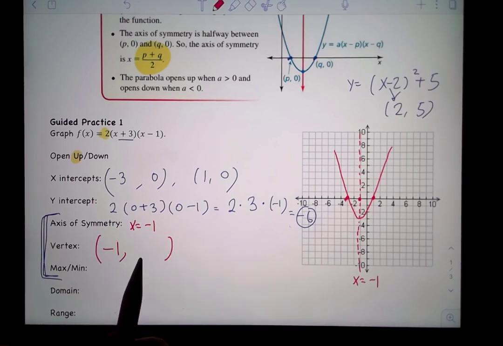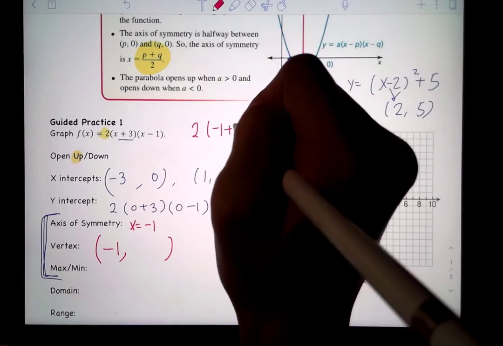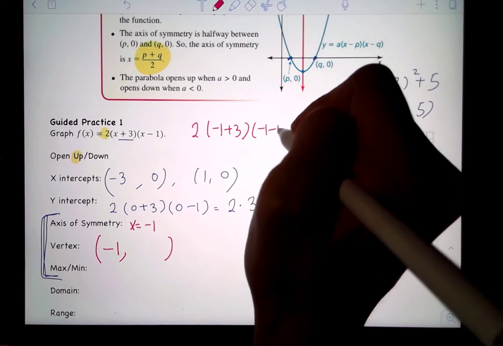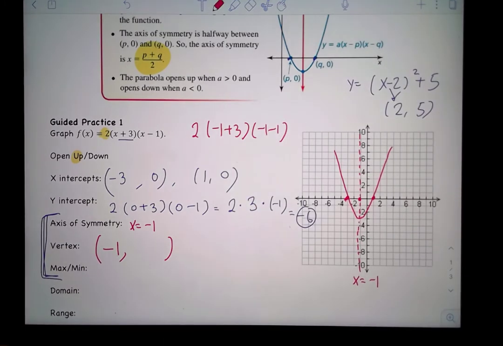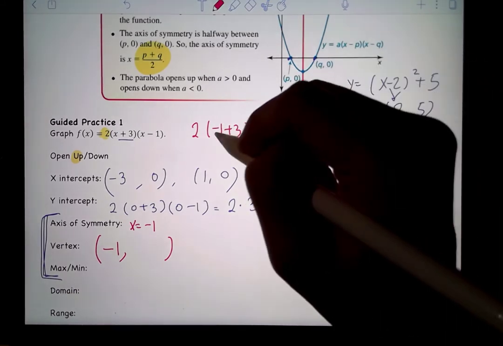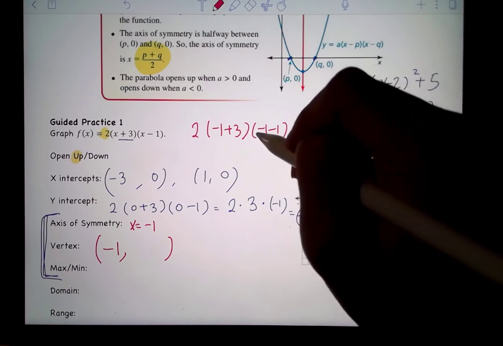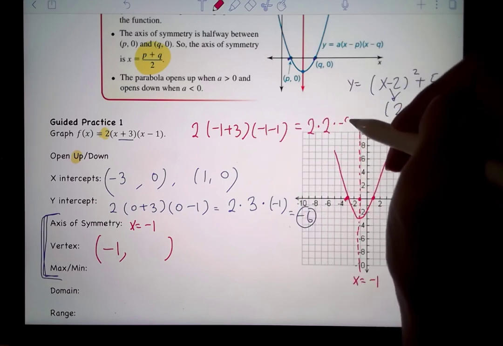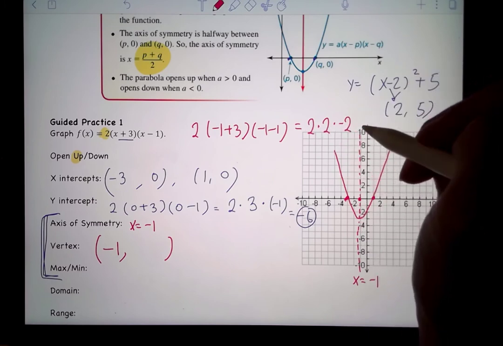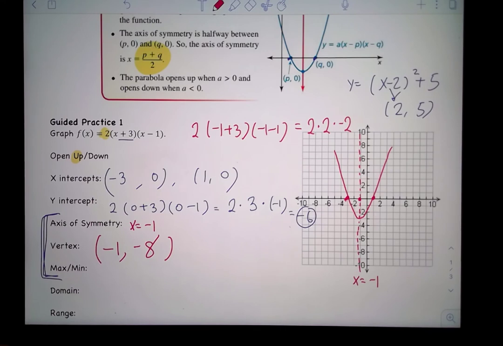So to get my vertex, you put it back, right? Let's put it back here. 2 and -1 plus 3, -1 minus 1, like that. You put it back, then you get 2 times, -1 plus 3, which is 2 times 2, times -1, which is -2, so it will be -4... Then -1 minus 1 gives -2, and 2 times 2 times -2 is -8. So this is your vertex: -1, -8.